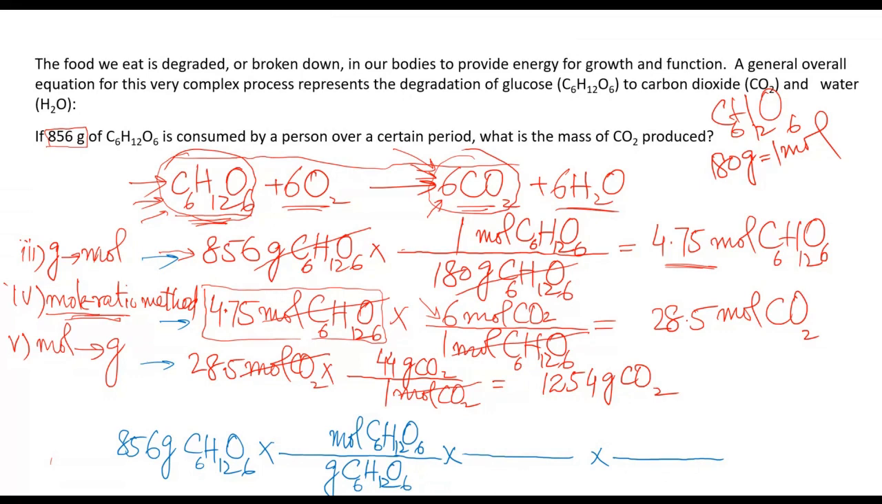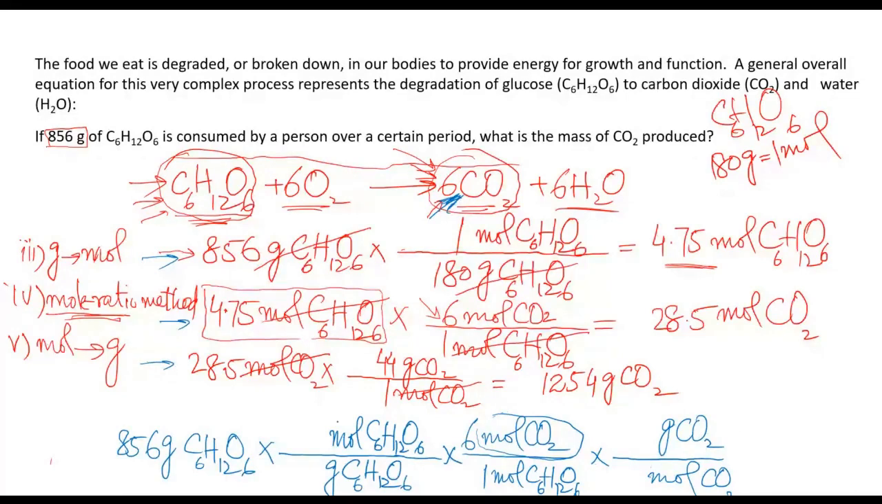This is step number 4. Here you will use this equation. What is given? Glucose. You will write moles of glucose. How many moles? 1. And what do you have to calculate here? Carbon dioxide. So 6 mole carbon dioxide. Now, in step number 5, you will write the same. What is here? Mole of CO2. And here gram of CO2.